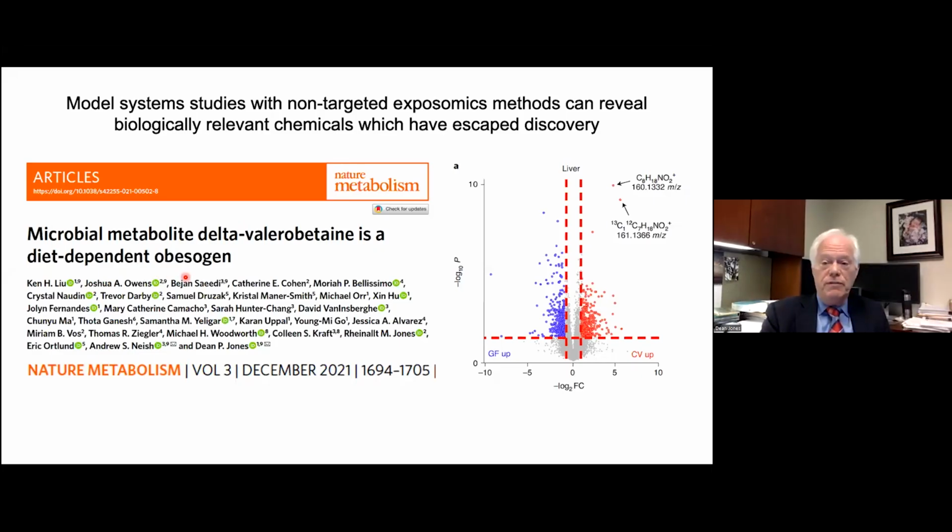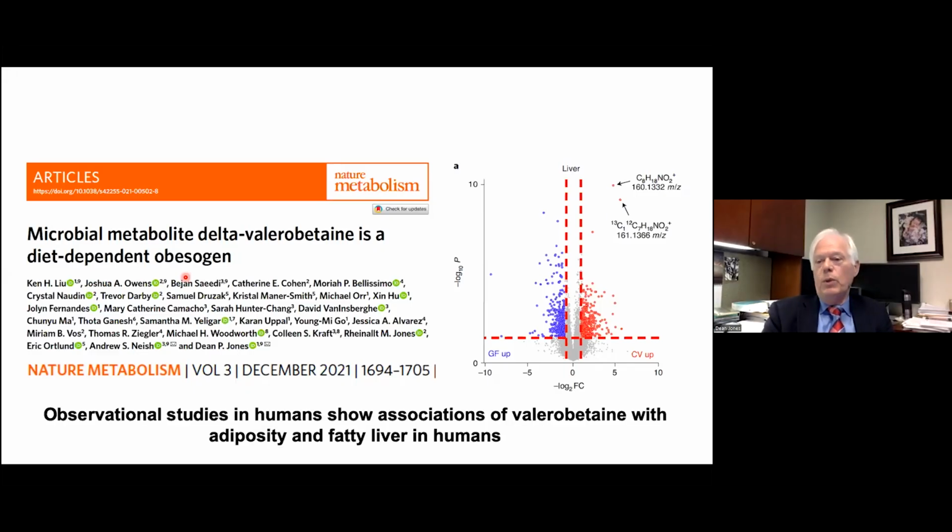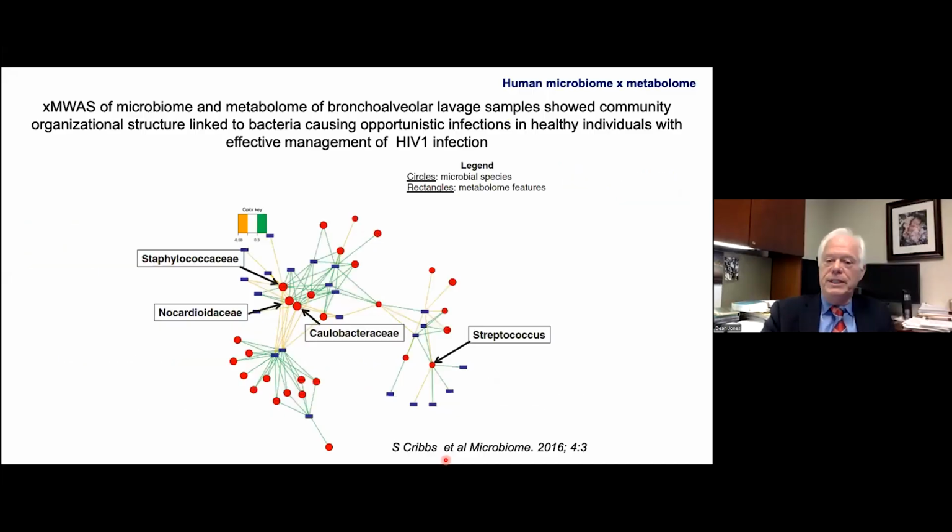And this is purely discovery. At the time we did this, this chemical was not even known. And so it's extremely valuable. And in a translational sense, we can then take that chemical and go back and look in human populations. And indeed, when we did that, we found that valerobetaine is associated with adiposity in humans. And also others have shown now that this is associated with fatty liver in humans. So it's very important to use these, I think, untargeted, very powerful methods to really capture and be able to integrate the data.